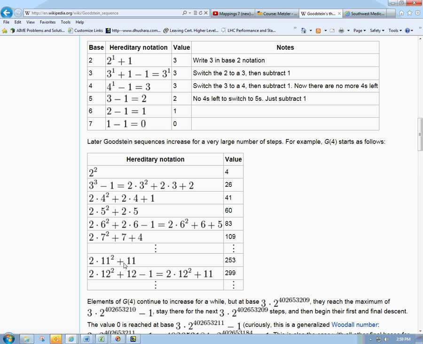2 times 11 squared plus 11, the base is 11 here. Then you promote him to 12, but you have to take 1 away. So you still got an 11, but it's only a regular 11. It's not the base anymore. So very similar to the previous ones.